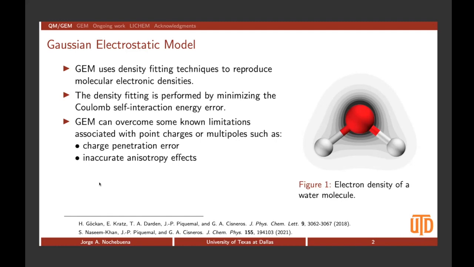In the GEM, density fitting of molecular electronic densities is performed by minimizing the Coulomb self-interaction energy error, and GEM can overcome some known limitations associated with a discrete description of the charge density, such as charge penetration error or inaccurate anisotropic effects.